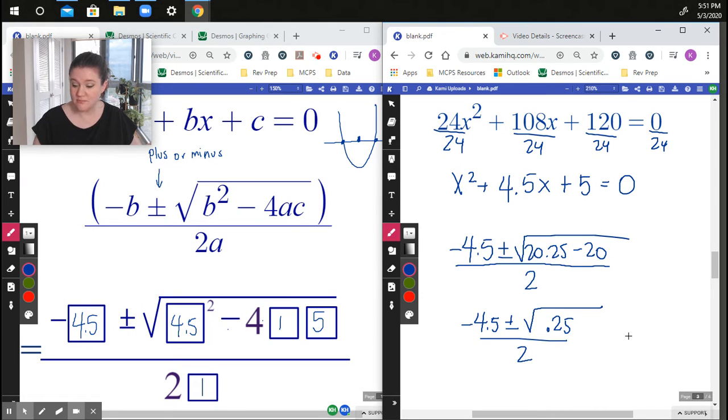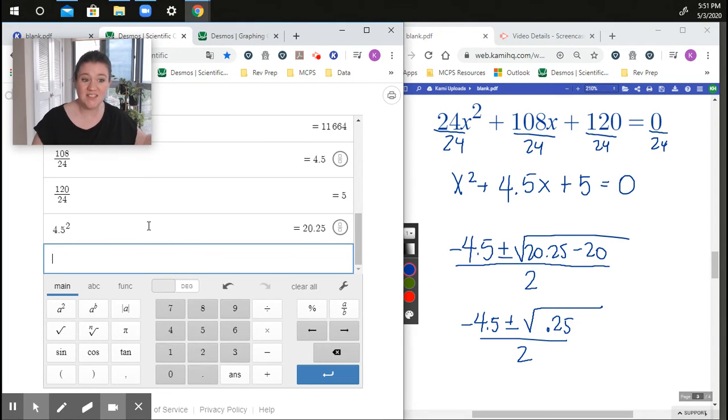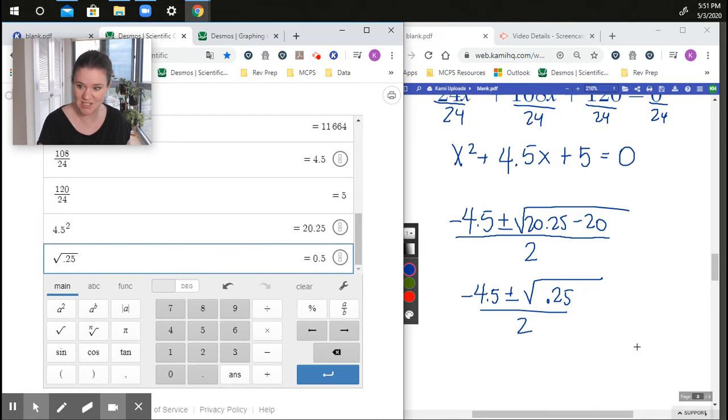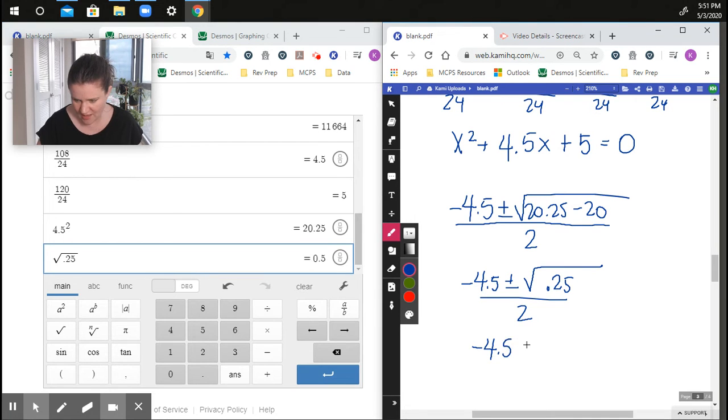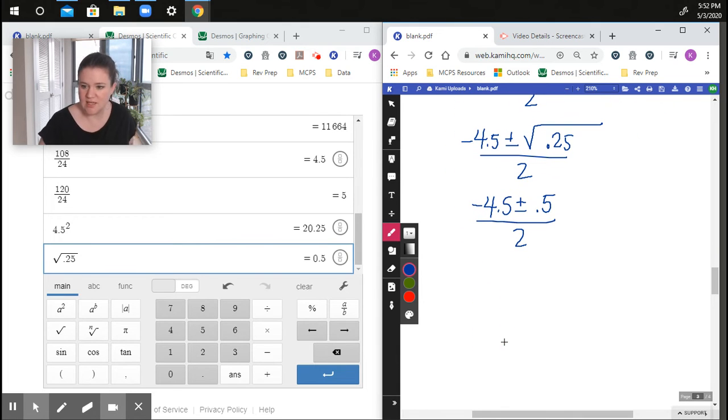Okay, and then I can do this one. 0.25, that looks a lot like a perfect square that I know, right? So if I want to, just test it out. That's the thing with calculators. Just test things out. Have fun with it. 0.25, when you take the square root, is 0.5. This is great. This is showing something. I like this. I'm glad I decided to do it this way. So what this really says is negative 4.5 plus or minus the square root of 0.25, which is 0.5, divided by 2. So let's set up those two problems so that we can see it.